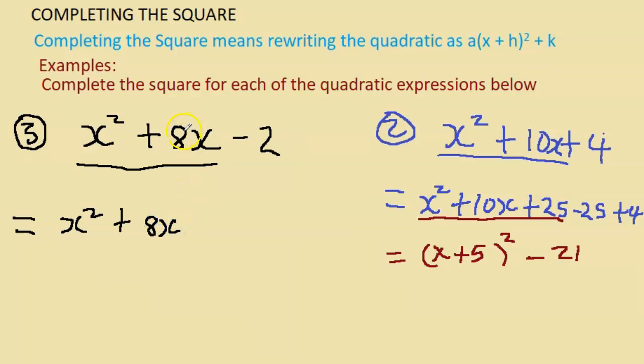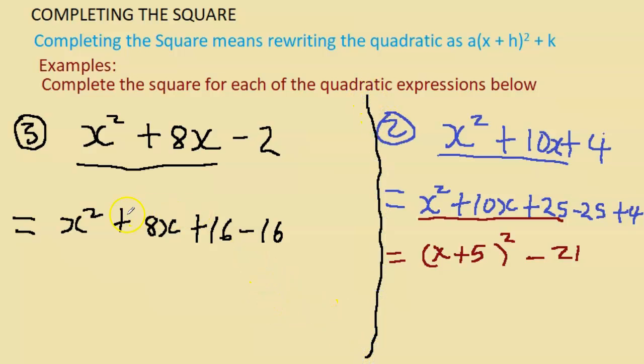Half the 8, or divide the 8 by 2, you get 4, and square the 4. So half the middle value here, and square the result. So half of 8 is 4, and when you square 4, you get 16. Positive 16. But then you have to subtract back the 16.